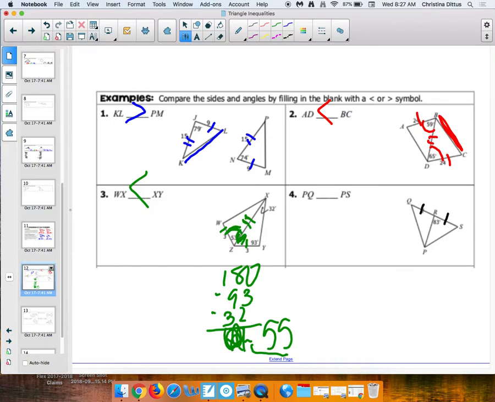This side's the same, this one is shared, so it has to be the same. If this one's 83, how can I figure out this angle? 180 minus 83 gives me 97, right? Which angle's bigger? 97 is bigger, so QP has to be bigger. Okay, works the other way.